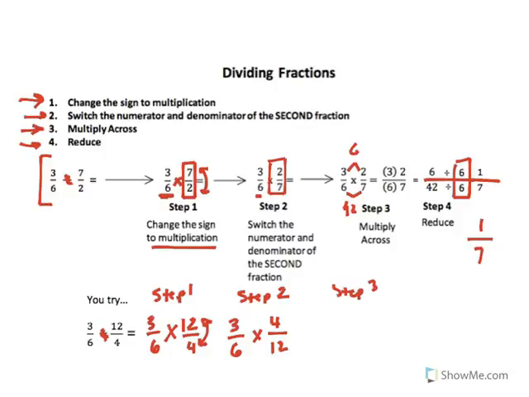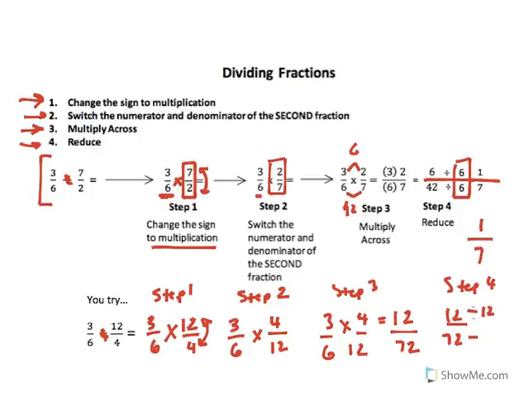Step 3, I multiply across. I get 72. Step 4, I reduce. Divide the top by 12, divide the bottom by 12, I get 1/6.